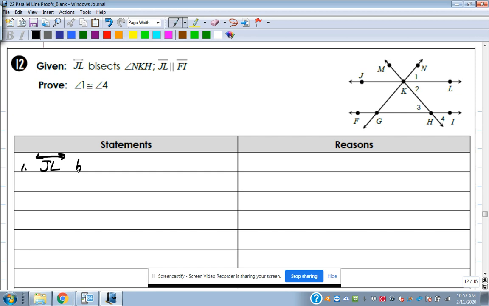JL bisects angle NKH, and JL is parallel to FI. All that stuff was given, so a lot of stuff there. So let's try to use some of that.